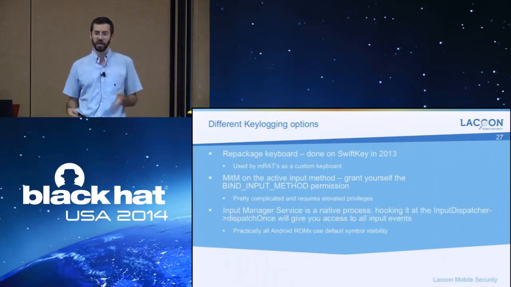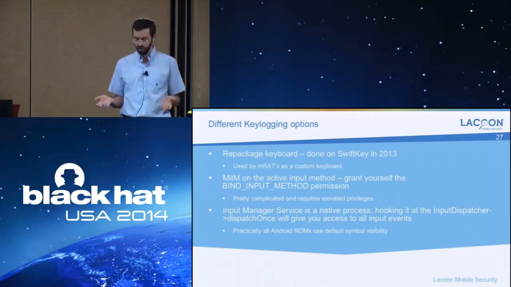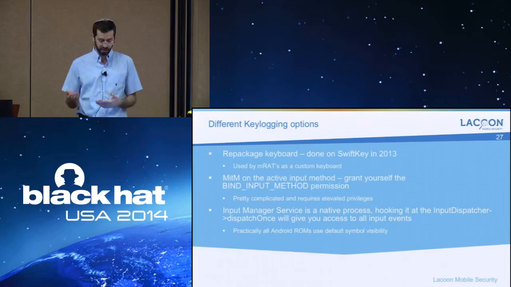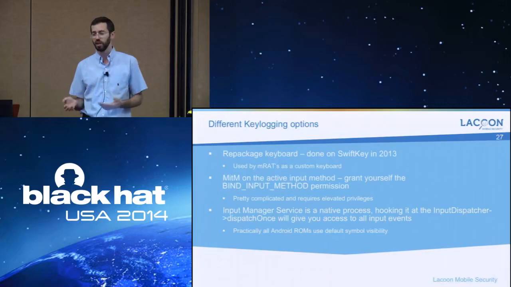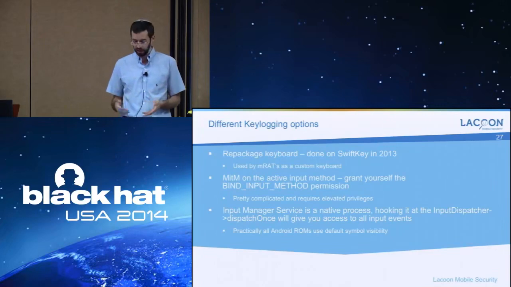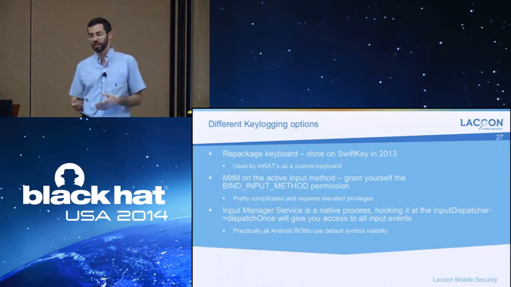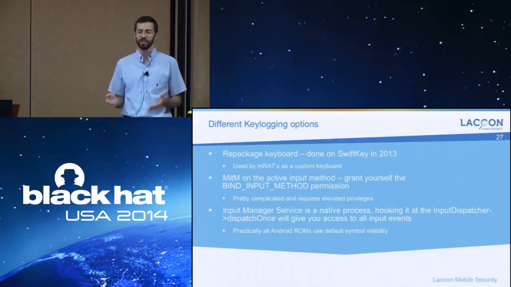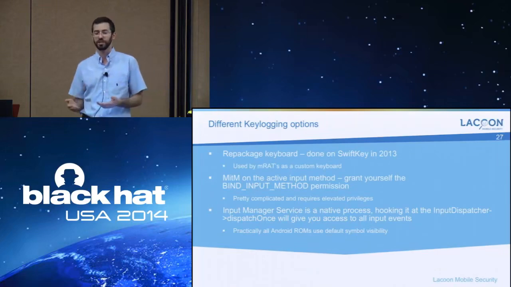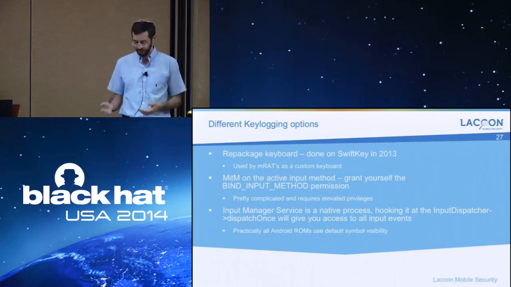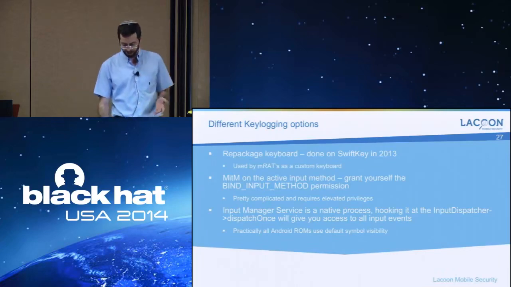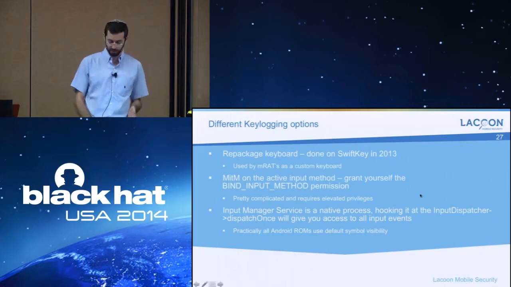So basically, if you have elevated privileges, you can just go to the input manager service, debug it, and sit on one of the functions such as dispatch once. They have a few of those, and it basically gives you practically all access to all input happening on the Android device without needing to switch out the Android keyboard. Now, practically all Android ROMs come with default visibility because of the way they compile it: practically all non-static functions are exported out. So it's very easy to just compile, debug it, sit on the function, and get any information you want without doing anything too complicated. Surprisingly, we haven't seen anybody doing this kind of thing in the wild yet.